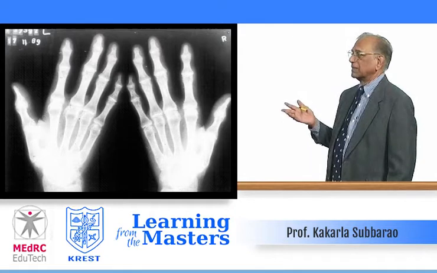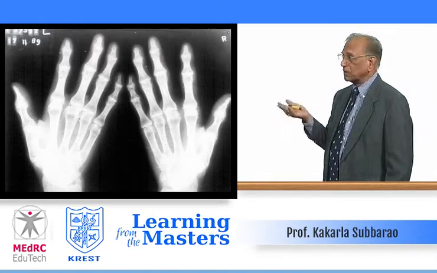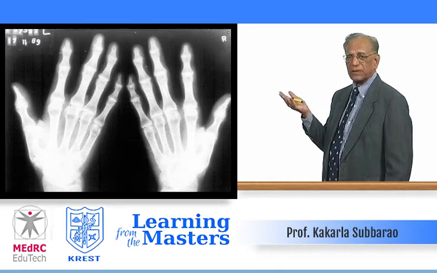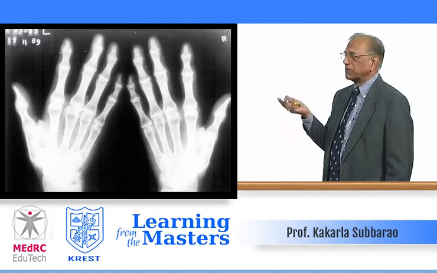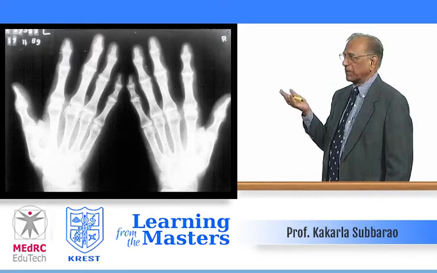Look at these hands. Almost in the first look, it looks like a rheumatoid arthritis. On the closer look, you don't find any erosions. You don't find any subluxations. All you find is spindle-shaped swelling of the joints with large metacarpal heads.